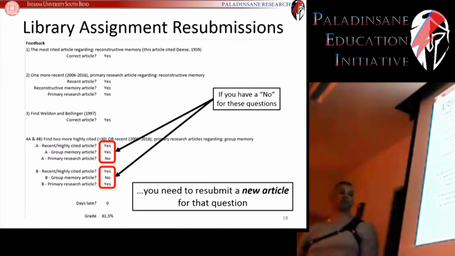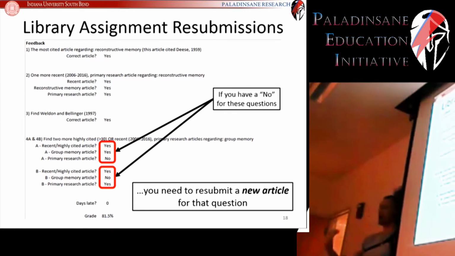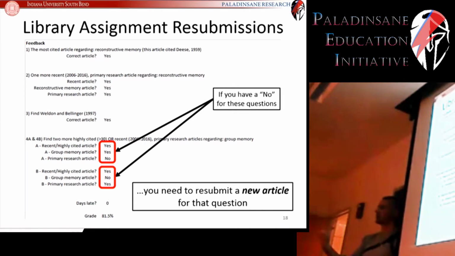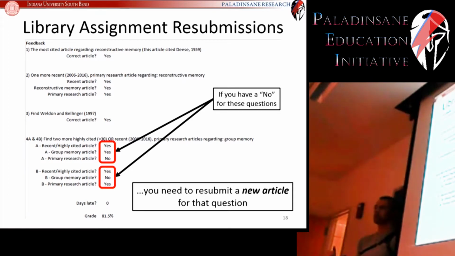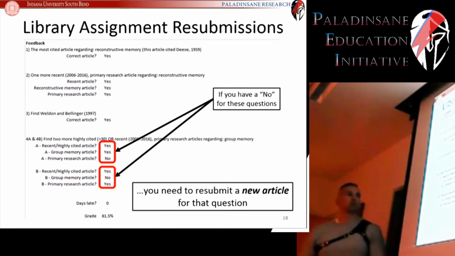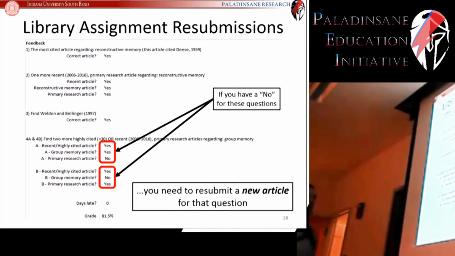The other issue was primary research articles. Some of these were review articles that didn't have a method section with the subject characteristics. They didn't have a results section with the statistical jargon. And that's a secondary article. That's somebody else's opinion. As psychologists, as critical thinkers, we need to go back to the original papers. So that's why you might get a no here if you submitted, for example, a review article.